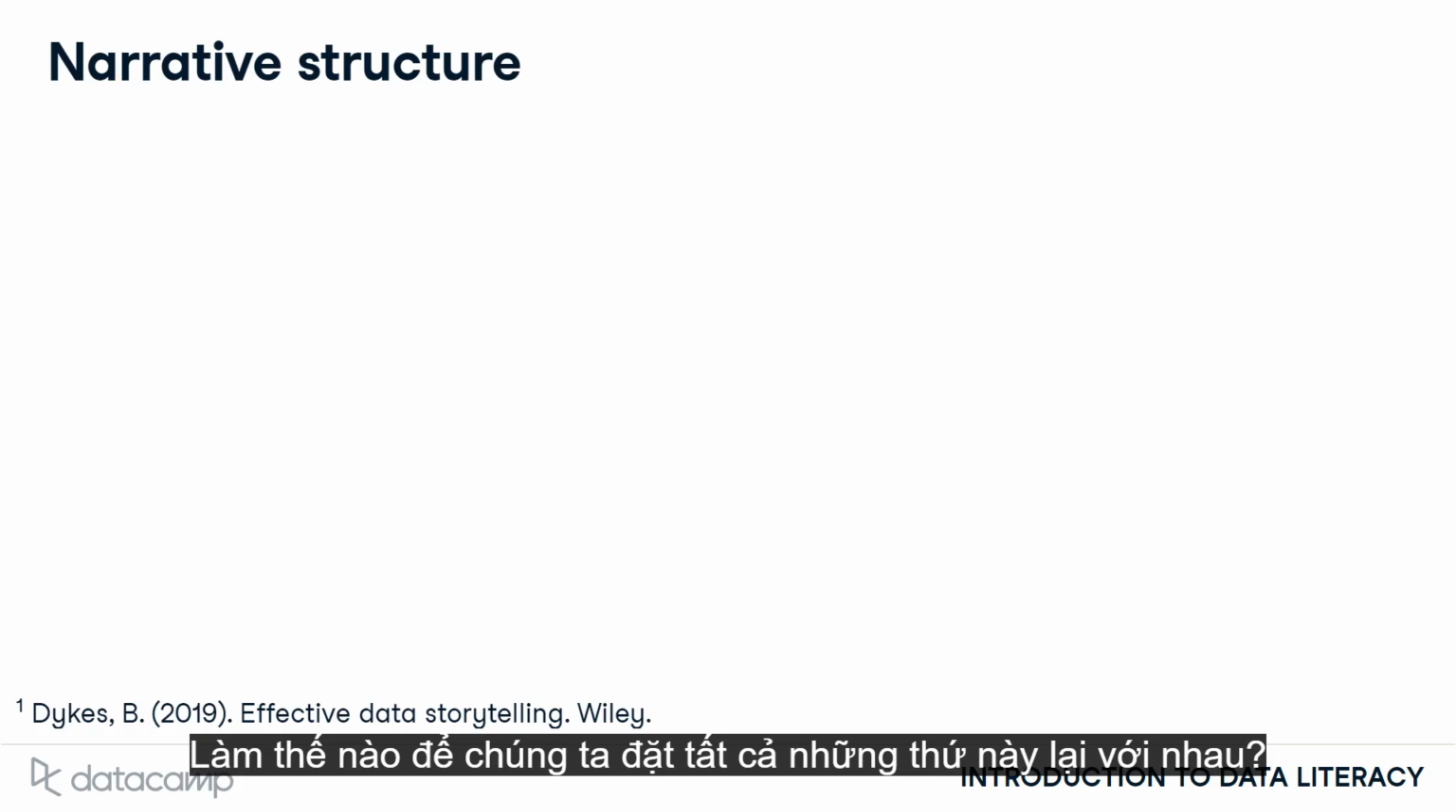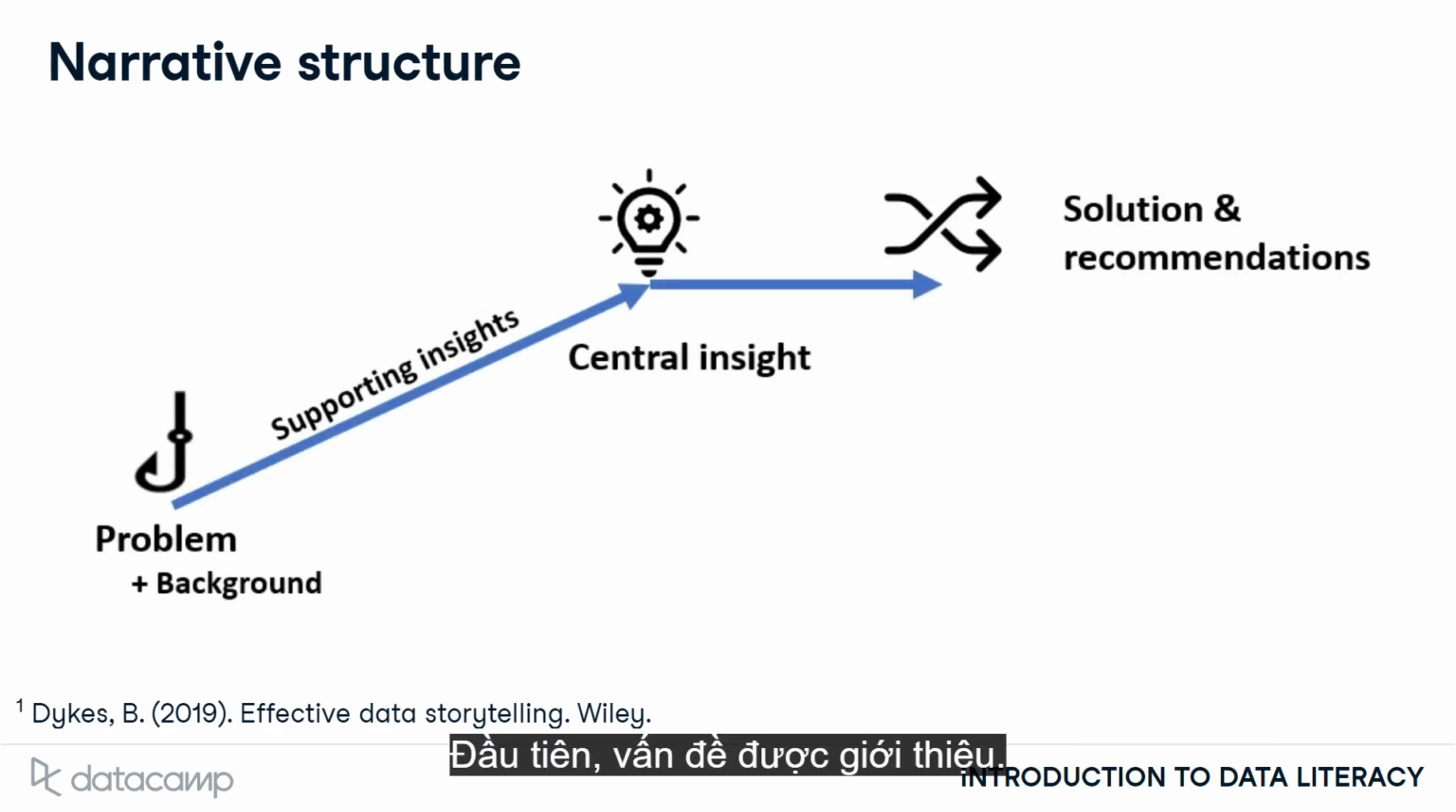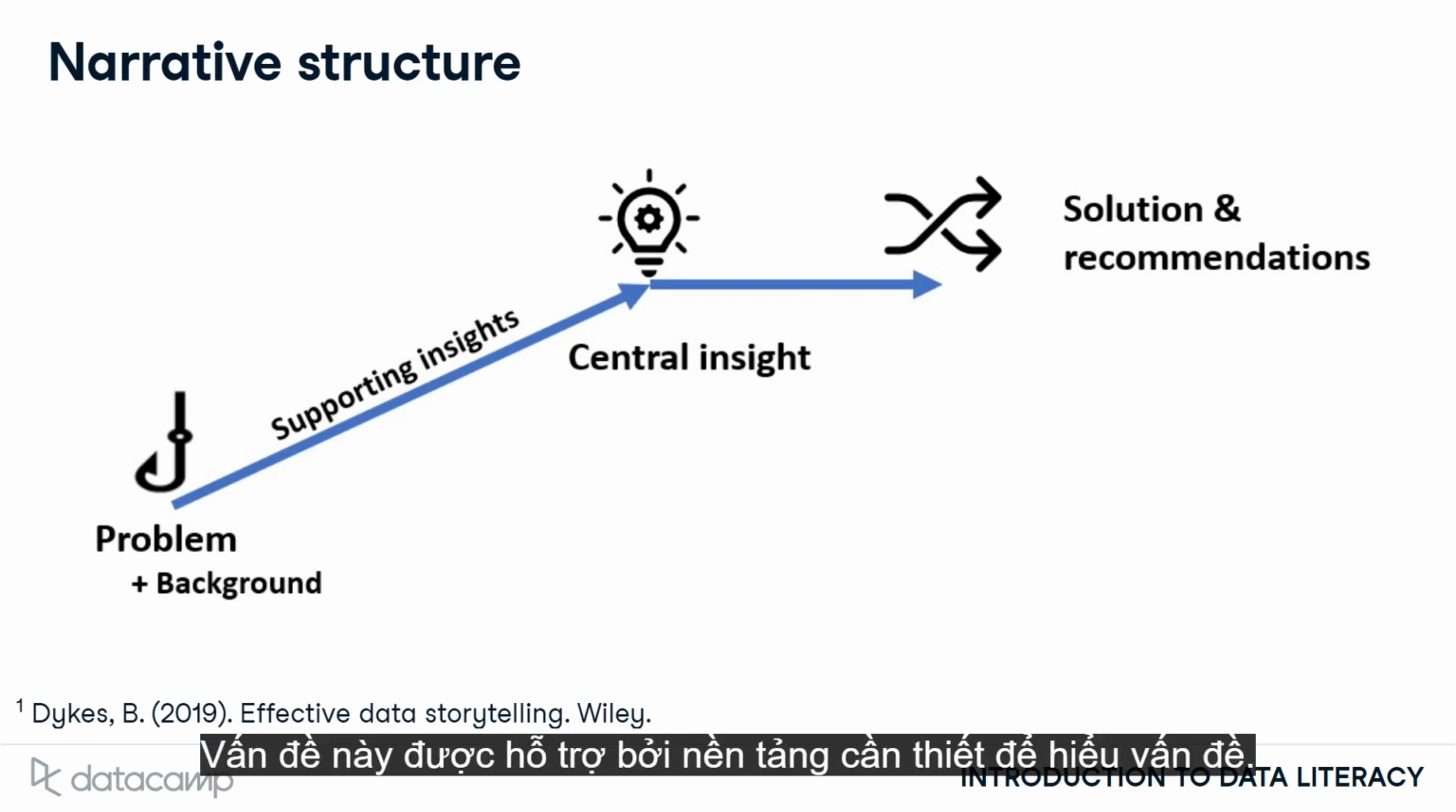How do we put all of these things together? This is where narrative structure comes in. First, the problem is introduced. This problem is supported by the necessary background to understand the problem. The problem is framed so that it acts as a hook, for example, by stating it as a question that will be resolved by the end.